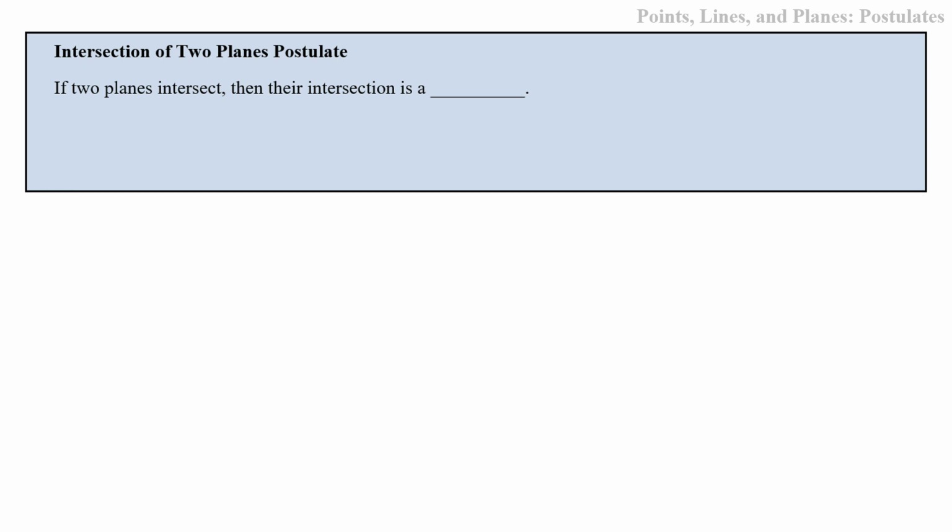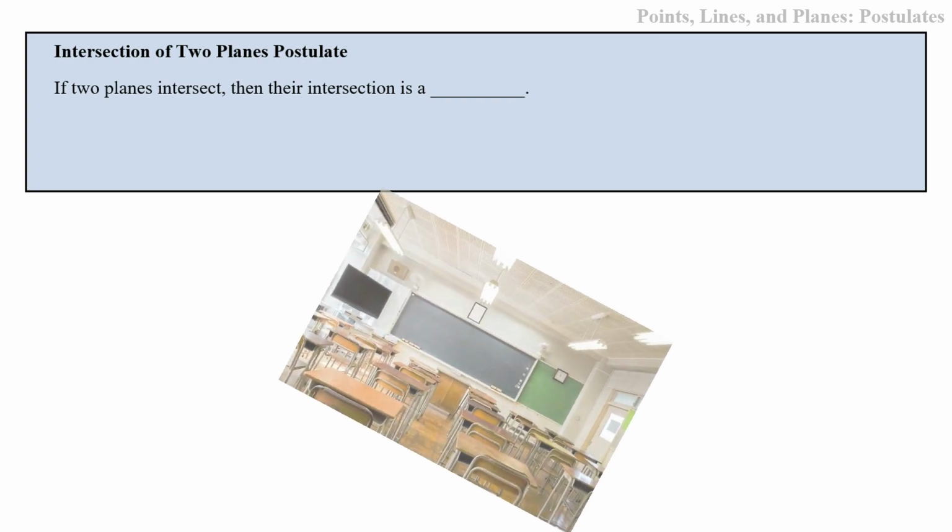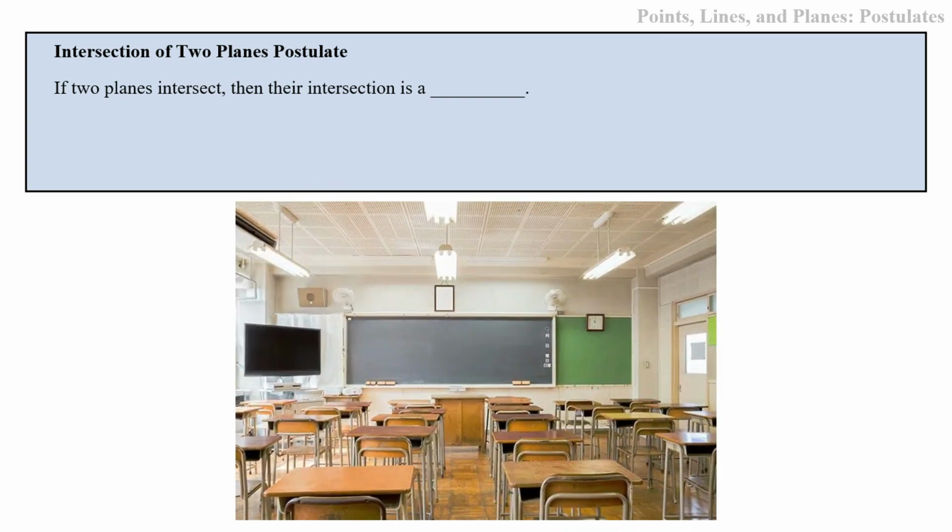Now, the intersection of two planes postulate is going to tell us that if two planes intersect, then their intersection is a what? Now this one's a little bit harder to see, but if you look at the classroom, if you look to the front wall where you have this chalkboard, and if you look at the ceiling, we have two planes, two flat surfaces that meet. Well, where do they meet? Well, if you look, they meet at this line going across this way. So whenever you have two planes that cross, they're going to have an intersection of a line.